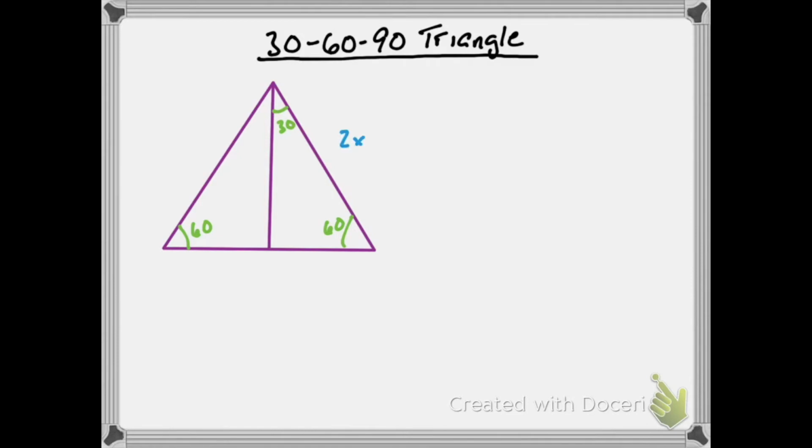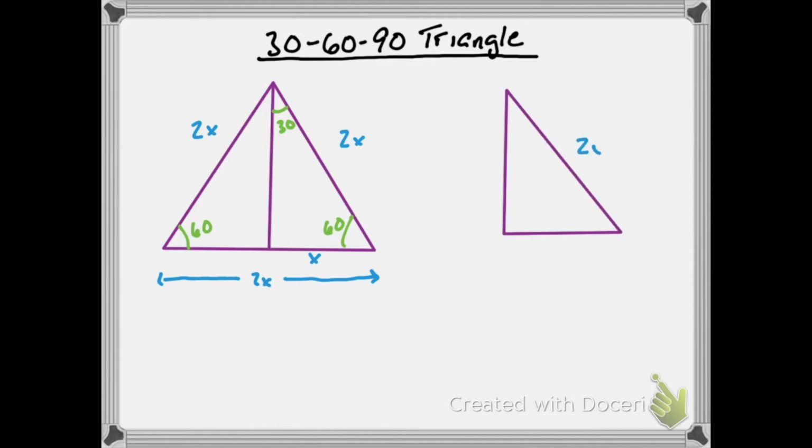For the sake of ease, let's call all the sides of our triangle length 2x, which means if we cut this bottom in half, the right side is just going to be x. If we isolate the right half of this, we can see it's definitely a 30, 60, 90 triangle. We can say that the hypotenuse is 2x, the small side on the bottom is x, and we have to find out what this long side is going to be.